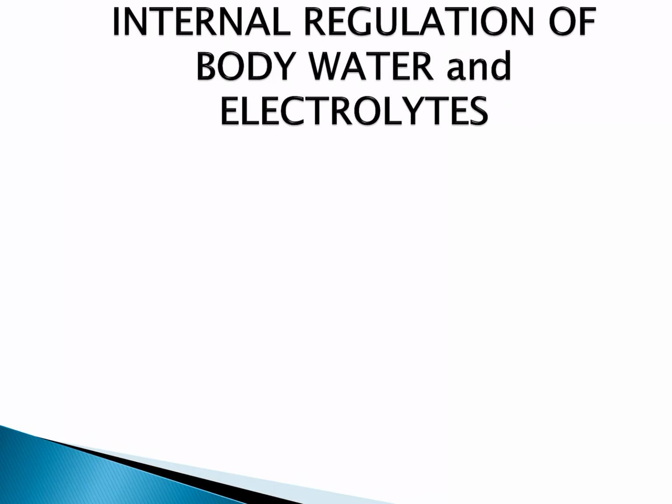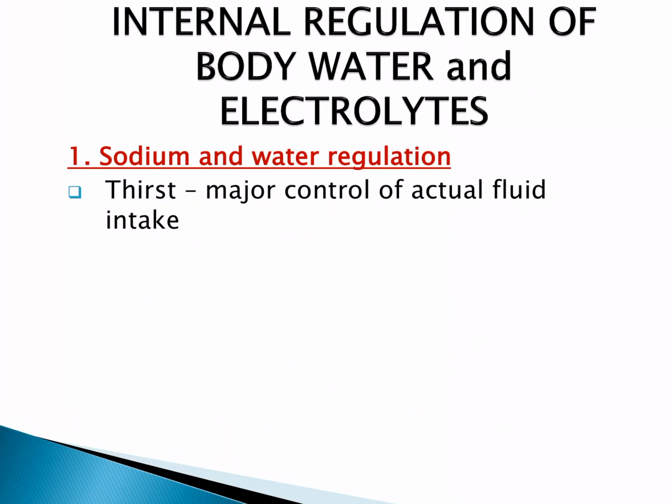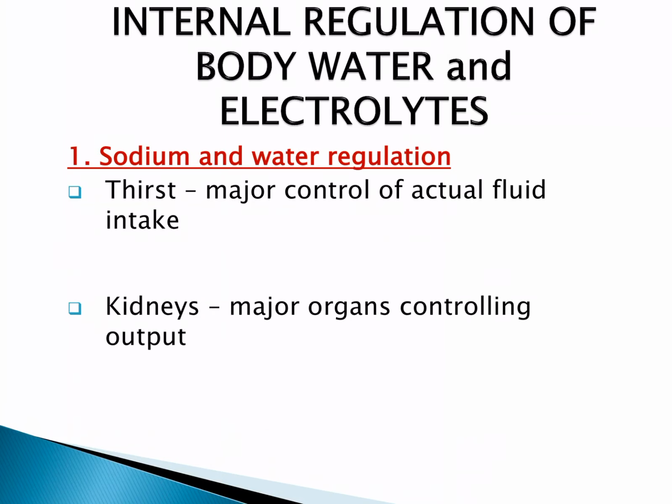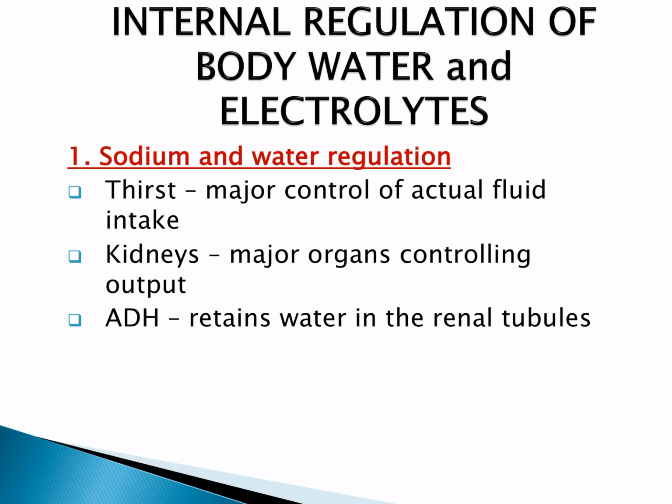So we have here internal regulation of body water and electrolytes. Sodium and water regulation. First, thirst. The thirst is your major control of the actual intake. Kidneys are the major organs controlling your output. We have your ADH. ADH means antidiuretic hormone. It retains water in the renal tubules.